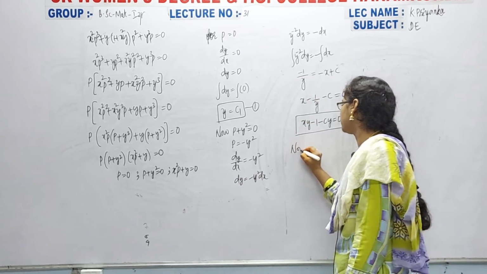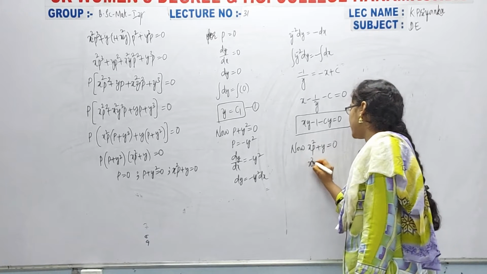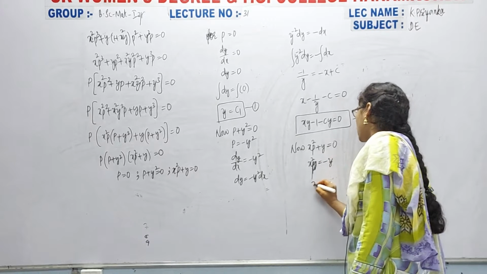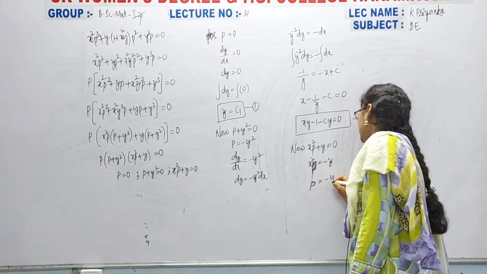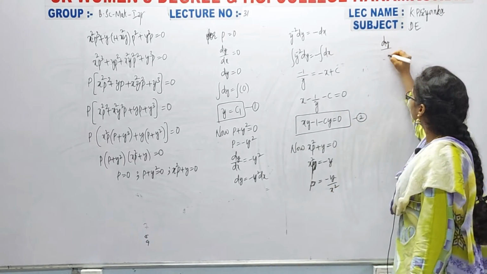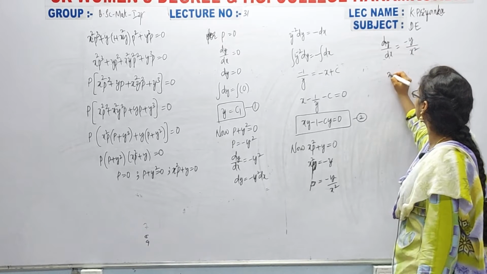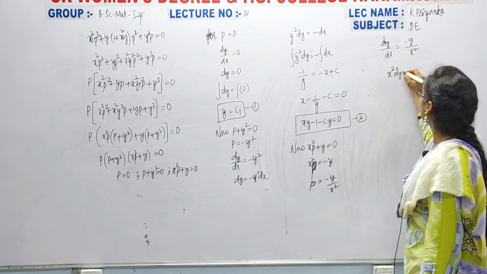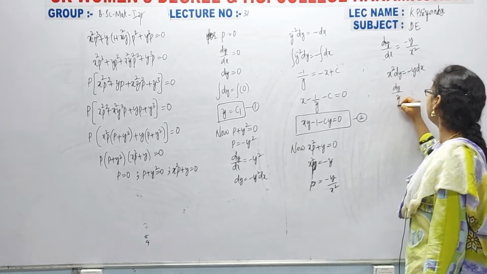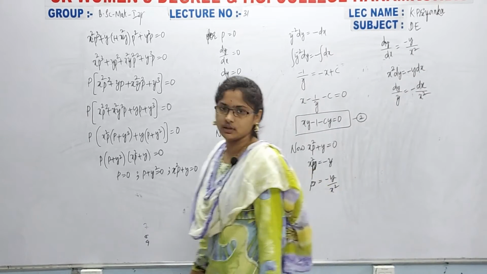So now x square p plus y equal to 0. Now x square p equal to minus y. So now p equal to minus y by x square. What is the value of p? dy by dx. dy by dx is equal to minus y by x square. Now cross multiplication. x square dy equal to minus y dx. So then what we get here, dy by y equal to minus dx by x square. Clear?